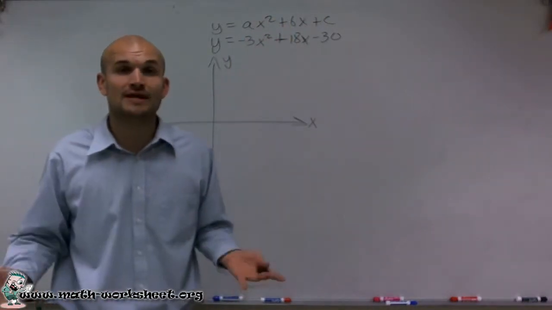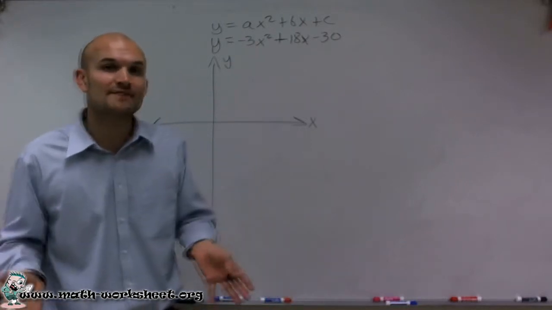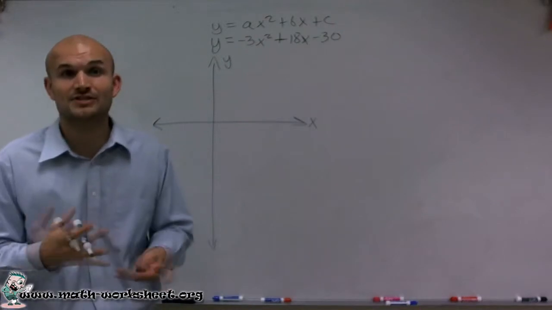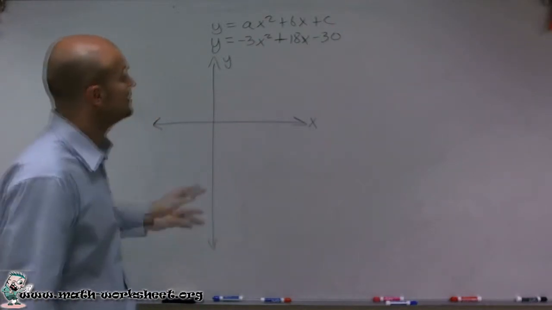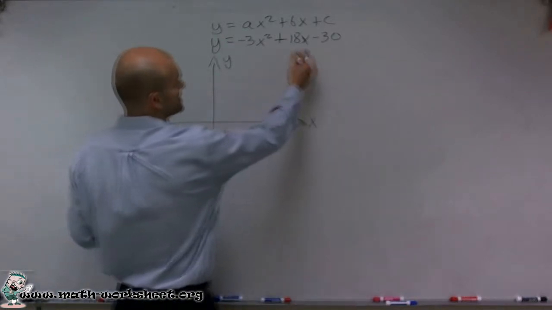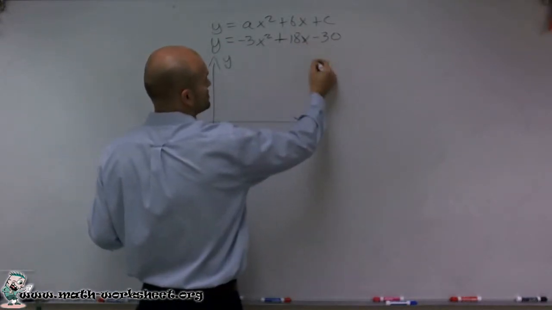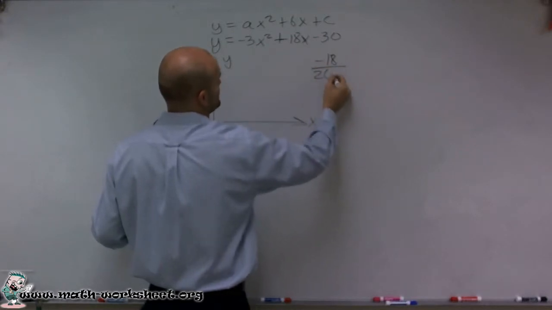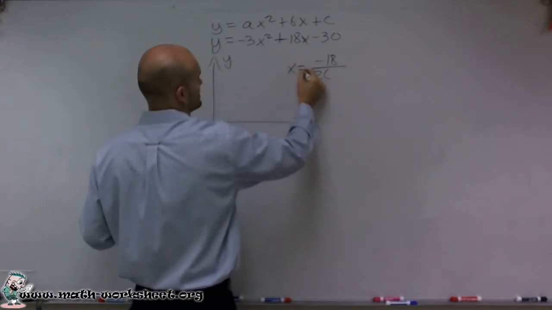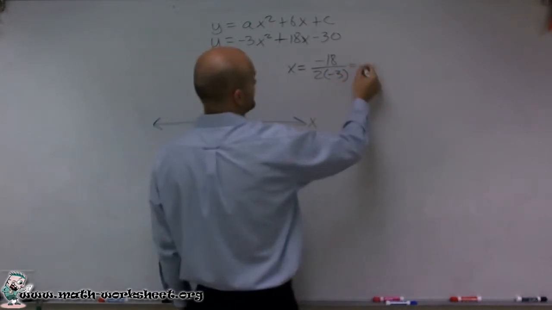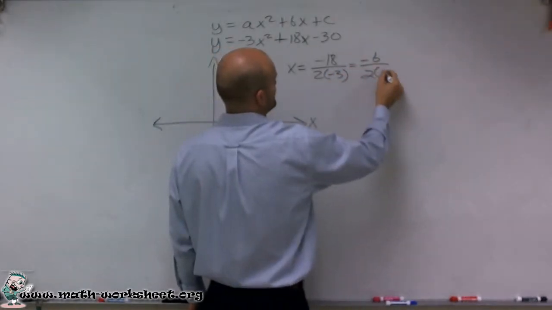So remember, with all quadratics, we can find the line of symmetry. And when graphing a quadratic, that's one of the most important pieces of information that we want to determine. So the first thing I'm going to do is determine what my line of symmetry is. I'm going to take the opposite of b, which is going to be negative 18, and divide it by 2 times a. So we say x equals my line of symmetry, which remember was opposite of b divided by 2 times a.